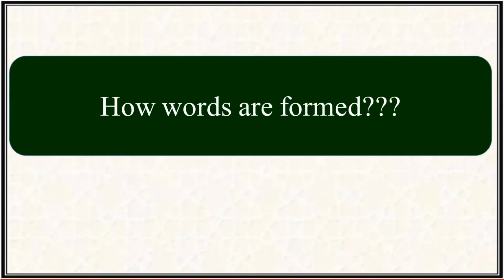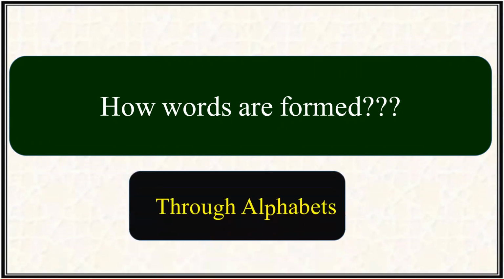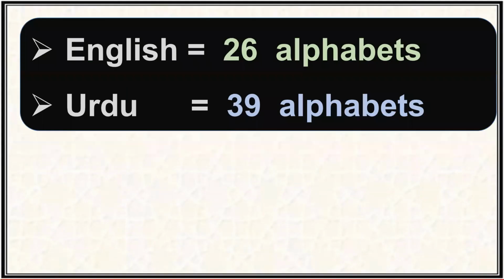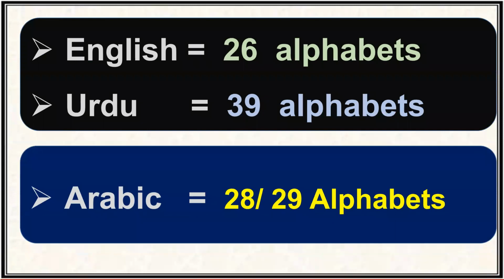Now, the important thing is, as words are the basic unit of any language, next question is how words are formed. And this question is extremely important once we talk about Arabic language. The words are formed through alphabets. There are different alphabets. In Arabic, we have to learn the alphabets and their detail. Now, English language has 26 alphabets, whereas Urdu language has 39 alphabets. Arabic language has either 28 or 29 alphabets.